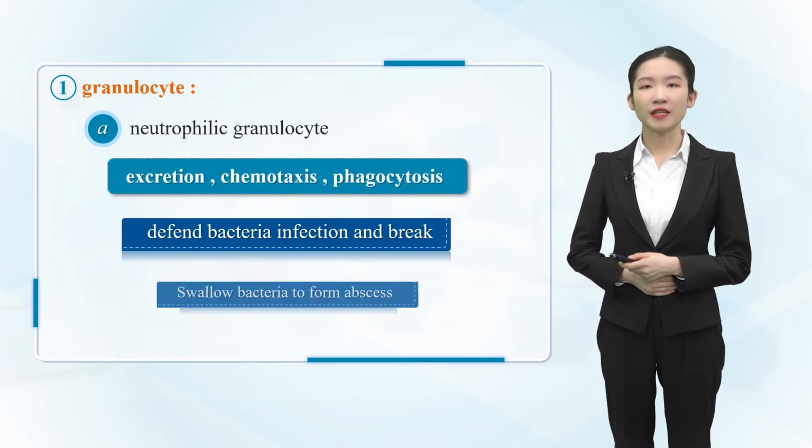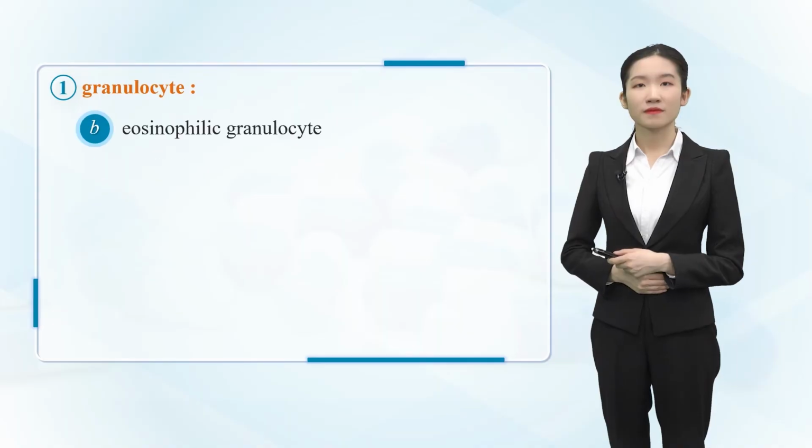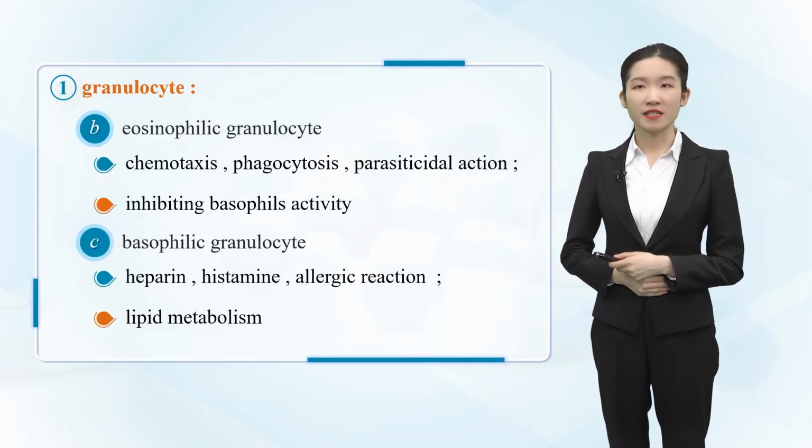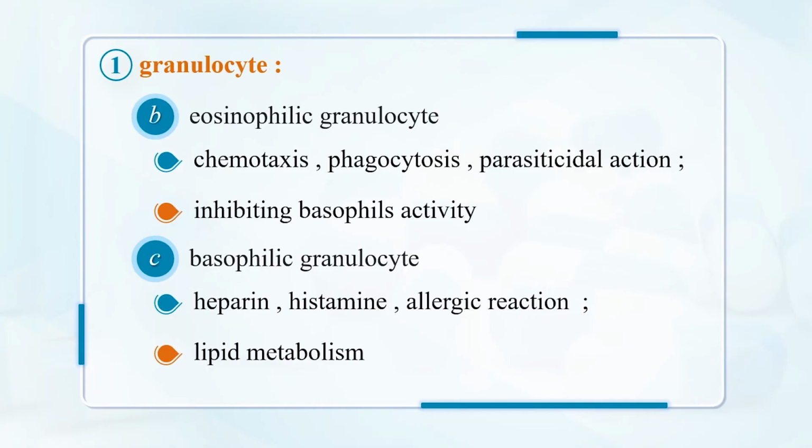Neutrophilic granulocyte. It has the function of excretion, chemotaxis, and phagocytosis. It can defend against bacterial infection and break them. It can swallow bacteria to form abscess. Eosinophilic granulocyte. It has the function of chemotaxis, phagocytosis, and parasiticidal action. It can also inhibit basophils' activity. Basophilic granulocyte. It produces histamine and heparin, causing allergic reactions. It is involved in lipid metabolism.